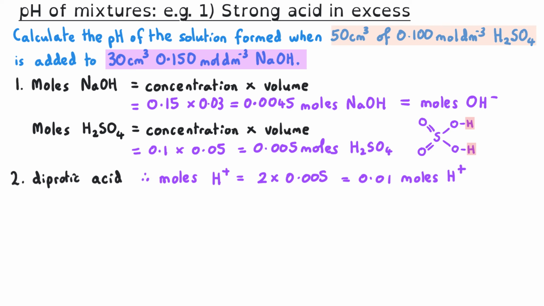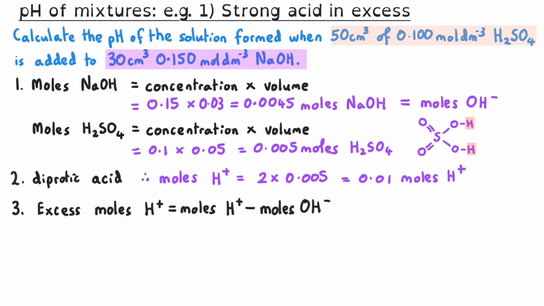This then gives us an excess of hydrogen ions because 0.01 is greater than 0.0045. Quite how much is in excess we have to calculate. So the excess moles of hydrogen ions is the moles of hydrogen ions, 0.01, minus moles of hydroxide ions, 0.0045.